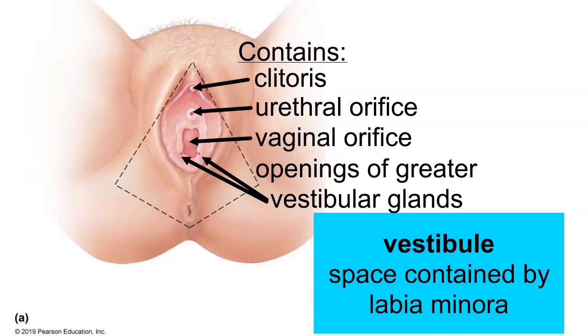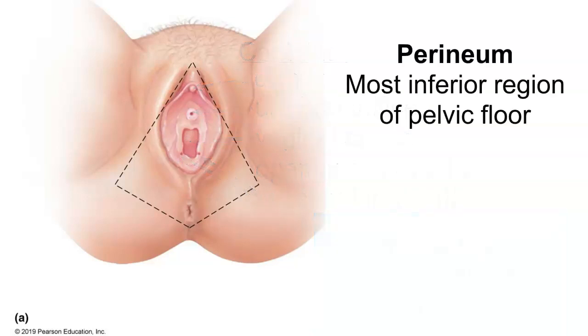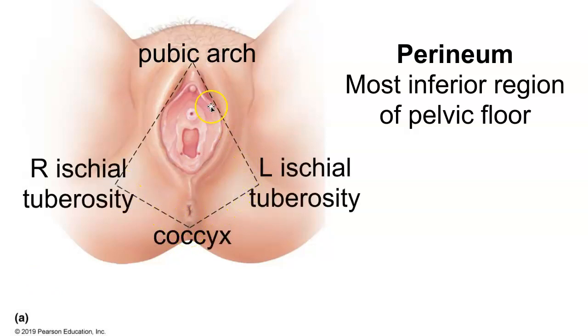Another thing that they're showing us in this picture is a region called the perineum. The perineum is bordered anteriorly by the pubic arch, posteriorly by the coccyx, and then laterally by the ischial tuberosity. So the space inside of this area is known as the perineum.